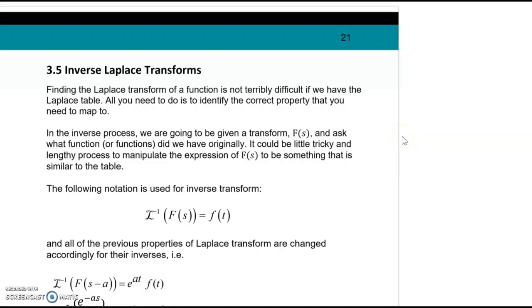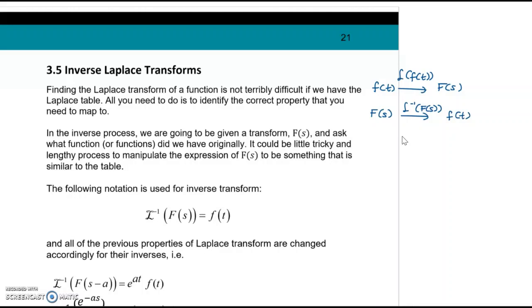We are now in the second part of this chapter, which is inverse Laplace transform. Before this, in the first part, you were given the function f(t), you performed the Laplace transform on f(t), and then you got the answer in the form of F(s). Now the other way around, you are given the transform F(s). You need to perform the inverse to F(s) to get the answer in the form of f(t).